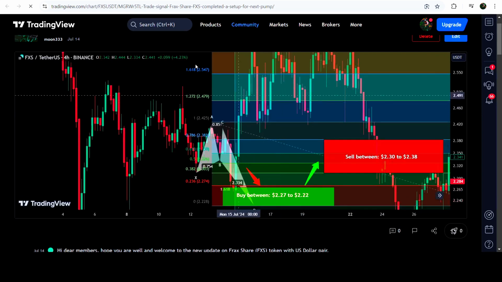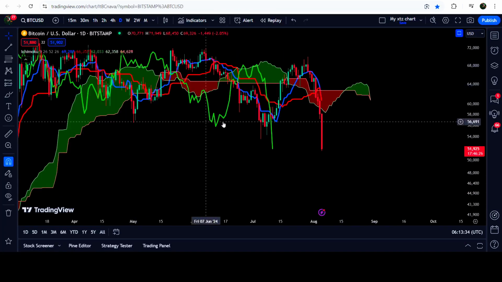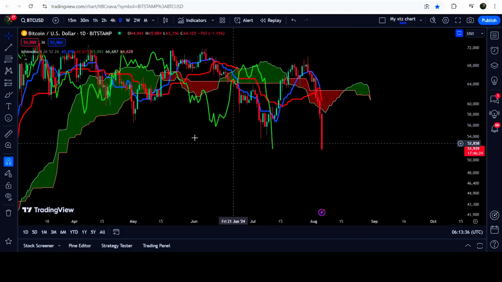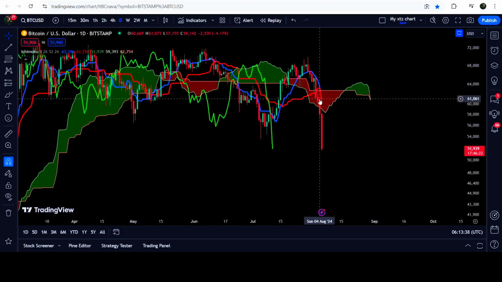Now, let me take you to the live chart of Bitcoin. And first of all, let me show you the Ichimoku cloud on the daily time frame chart. And here you can see that we have recently once again broken down the support of this Ichimoku cloud.